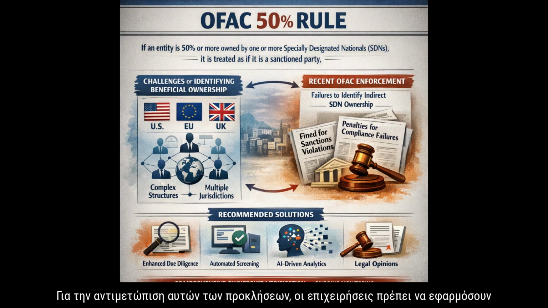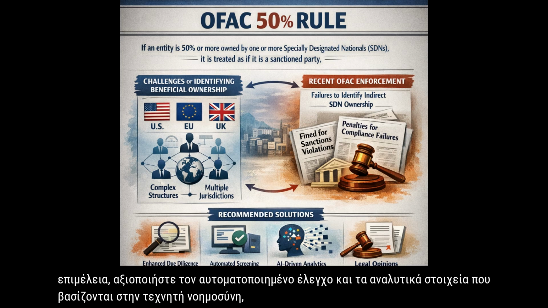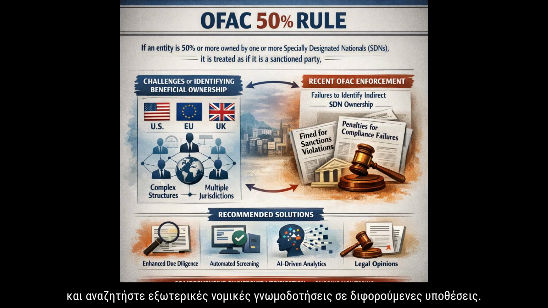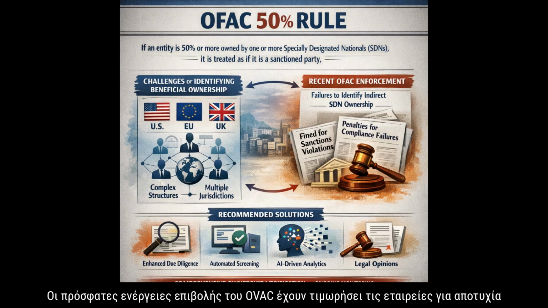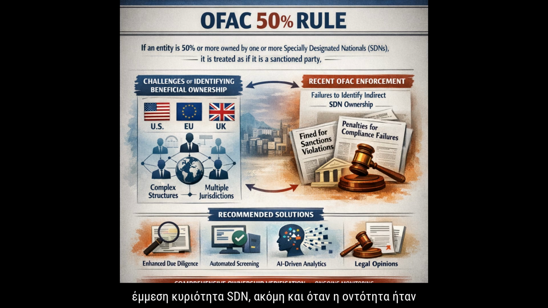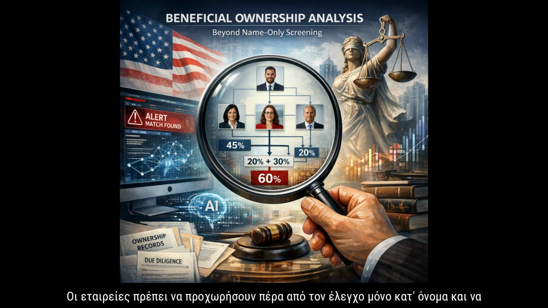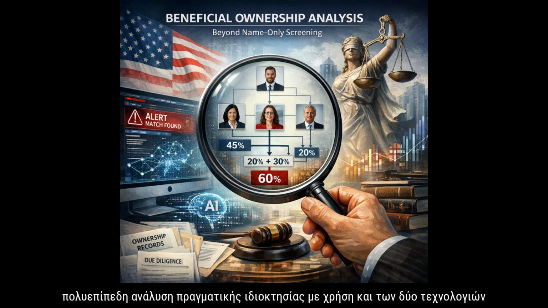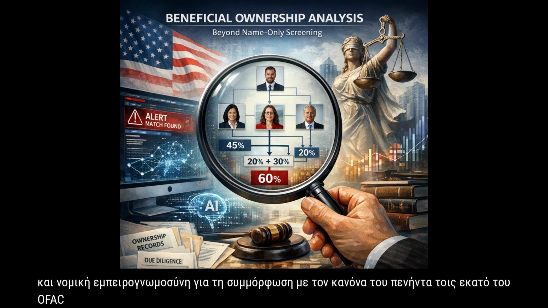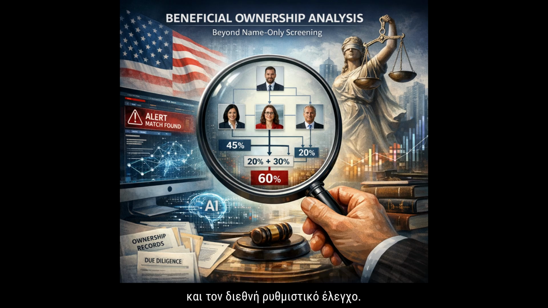To address these challenges, firms must implement enhanced due diligence, leverage automated screening and AI-driven analytics, and seek external legal opinions in ambiguous cases. Recent OFAC enforcement actions have penalized firms for failing to identify indirect SDN ownership, even when the entity was not explicitly listed, highlighting the critical importance of comprehensive ownership verification and ongoing monitoring. Firms must go beyond name-only screening and implement comprehensive, multi-layered beneficial ownership analysis, using both technology and legal expertise to comply with the OFAC 50% rule and its international regulatory scrutiny.